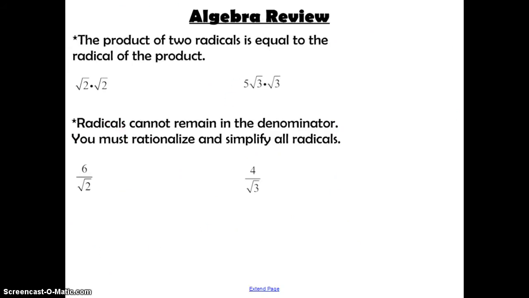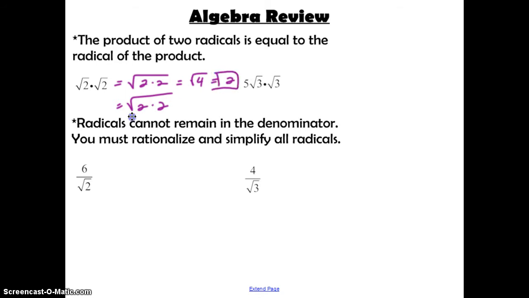So in order to review our algebra, we're going to go over these two things about radicals. The first, the product of two radicals is equal to the radical of the product. What that means is if you're multiplying two radicals, that's the same as taking the radical of the two numbers multiplied. So there are two ways that we can evaluate this. The square root of 2 times 2 is equal to the square root of 4, which most of you have memorized is equal to 2.